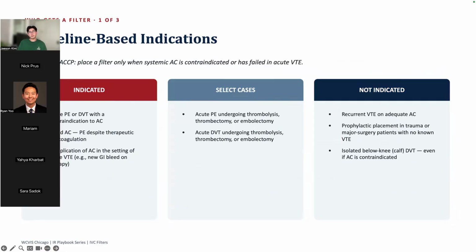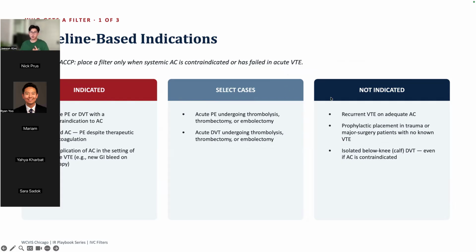Okay, so this is the slide I'd really want you to take away because it's the core of this entire talk. In 2020, SIR put out guidelines for filter placement that line up with the ones from ACCP, the American College of Chest Physicians. And the clearest reason to place a filter is when a patient has an acute clot, but they can't be given blood thinners. That includes patients who were on blood thinners and got a clot anyway, or patients who were on them and had a bleeding complication, and so now they have to stop.